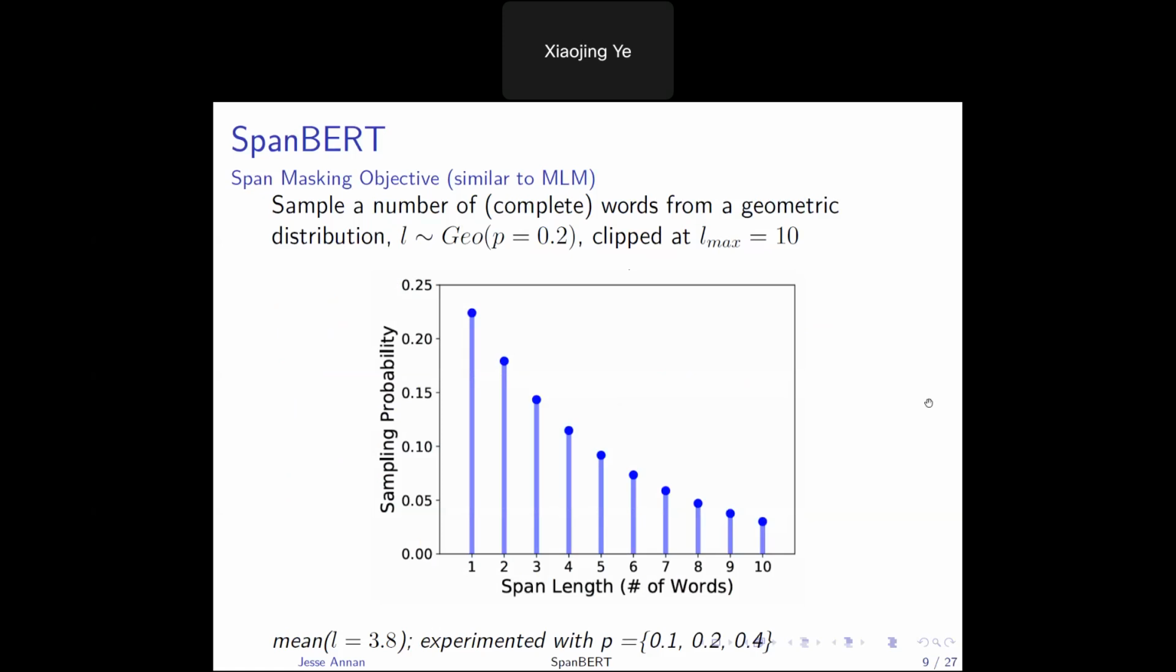And during their experimentation phase, they used these probabilities to test which one was best, and it appeared that 0.2 actually gave them the best results when picking their spans. And the most you could actually mask is set to 10. I think BERT is always 10, but they made it dynamic.